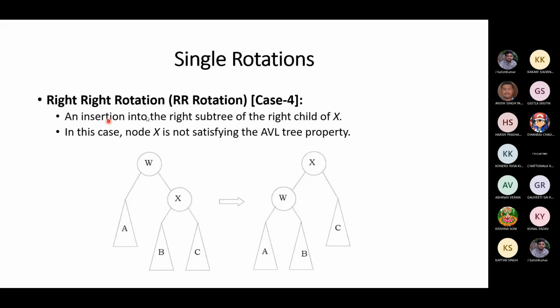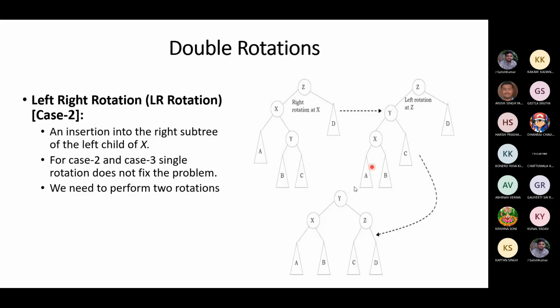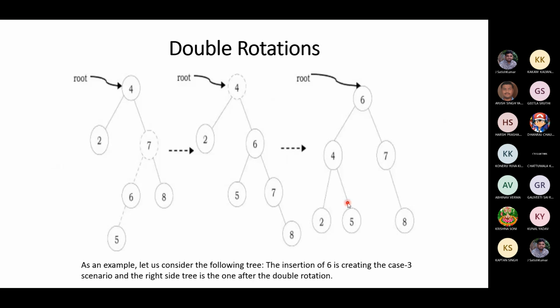Okay. So likewise, right rotation, where the imbalance is on the right-hand side. So you have to do the reverse process of the previous case. Suppose this is one example. There is some imbalance here. So what you'll do is make 19 the root, 15 the left child, and 29 the right child. You are making it balanced. The height will be balanced. Okay. Likewise, there are 2 more operations.